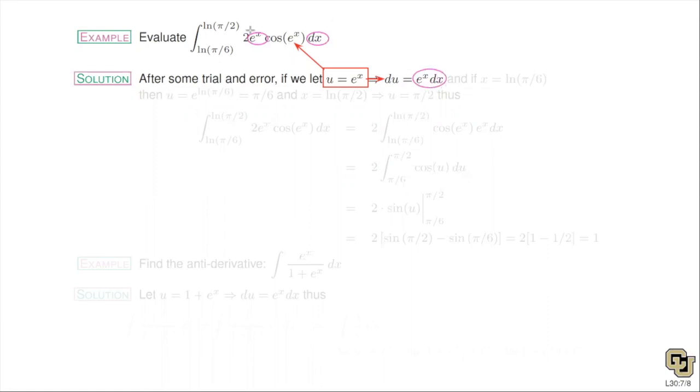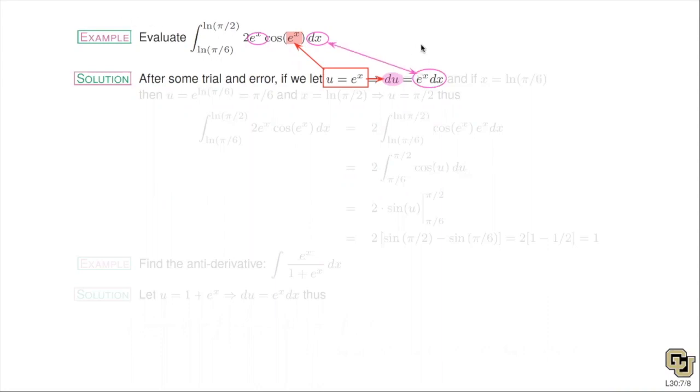That'll be my du. So, this is a little tricky in that we're not replacing every e to the x that we see with the letter u. In fact, the only e to the x that we're replacing with the letter u is this one in here. The cosine of e to the x will become a cosine of u. The e to the x dx will become the du, and then hopefully we'll be able to integrate that.